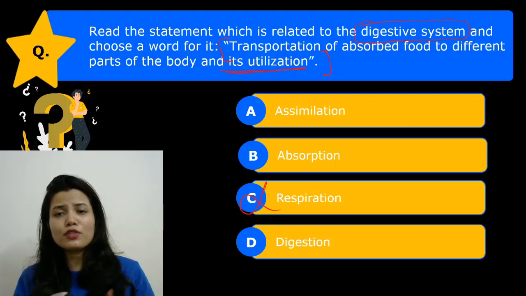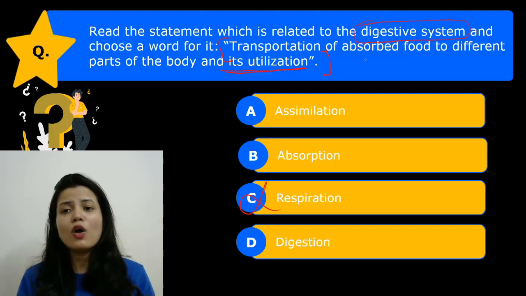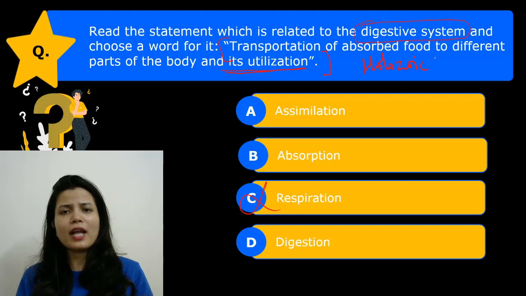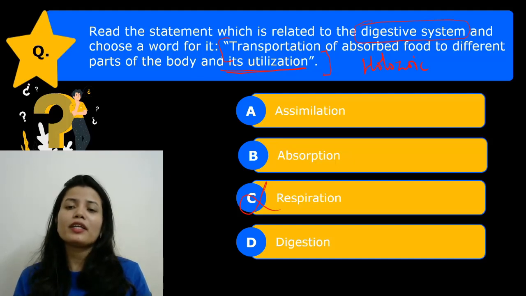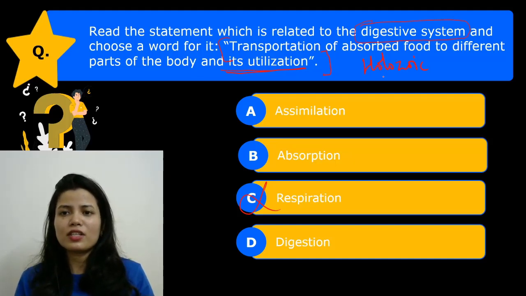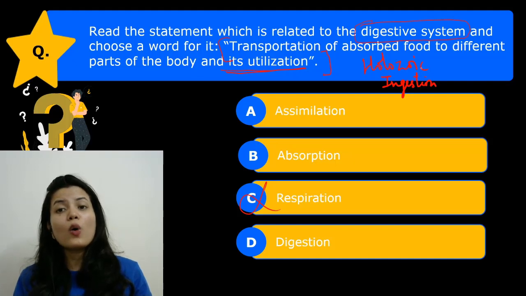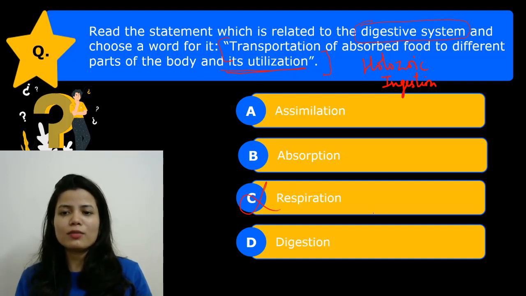Now, there are three options left: assimilation, absorption, digestion. If we talk about humans, we have the holozoic mode of nutrition. What do you mean by holozoic mode of nutrition? That we take in undigested food and then it gets digested inside our body. The first step is ingestion, that is intake of food, which is followed by digestion.